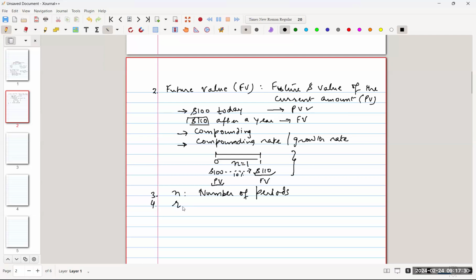We will call it R. You can call it I if you want to call it interest rate. That's up to you. This R or this I or A or B or C, whatever name you want to give to it, is basically the rate, which can either be used depending on the context for discounting purposes, or depending on what you're doing, compounding purposes.